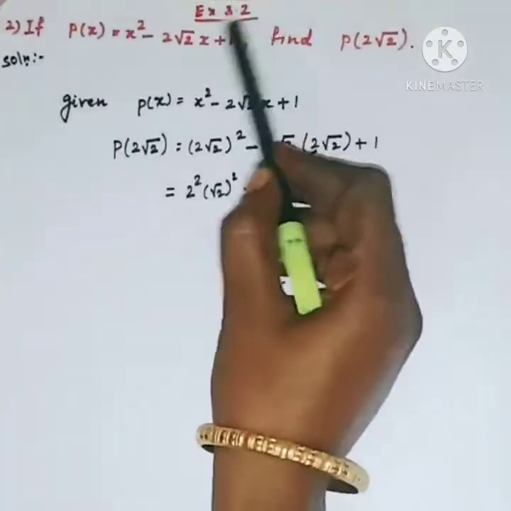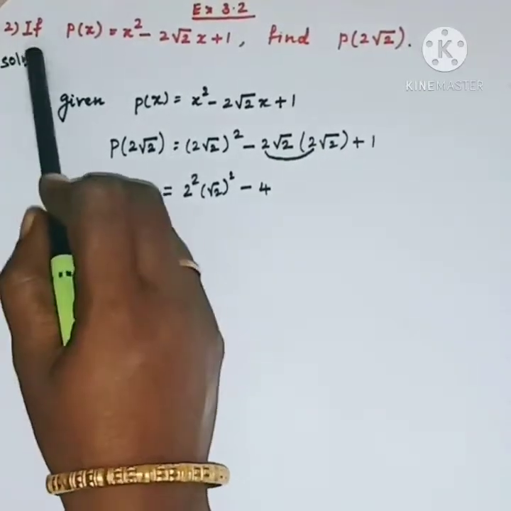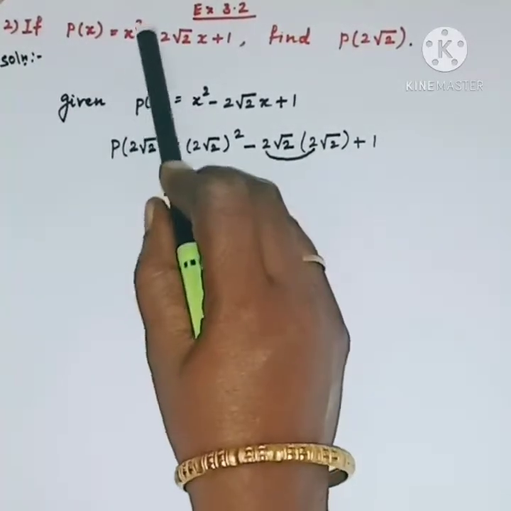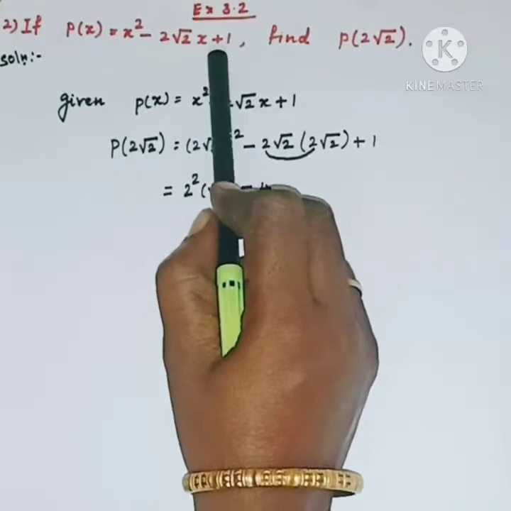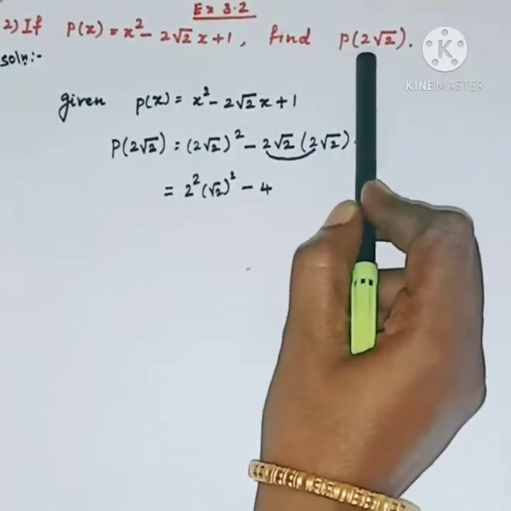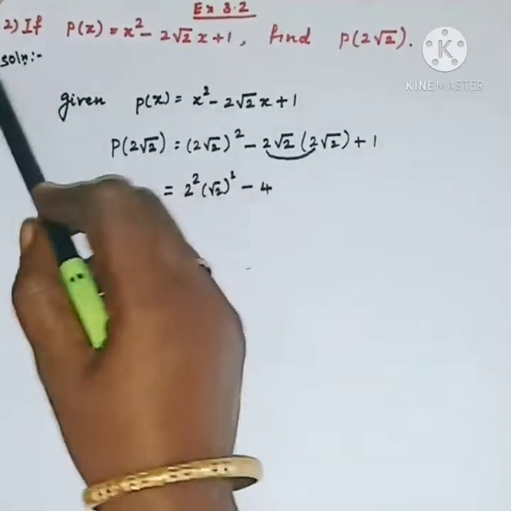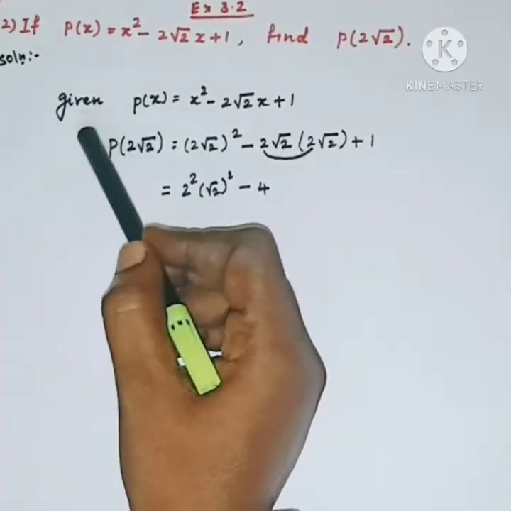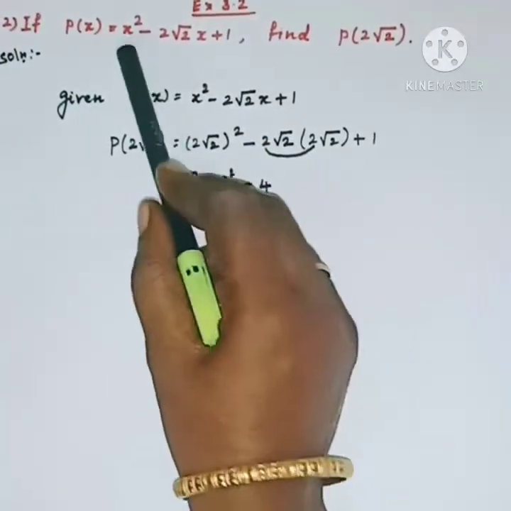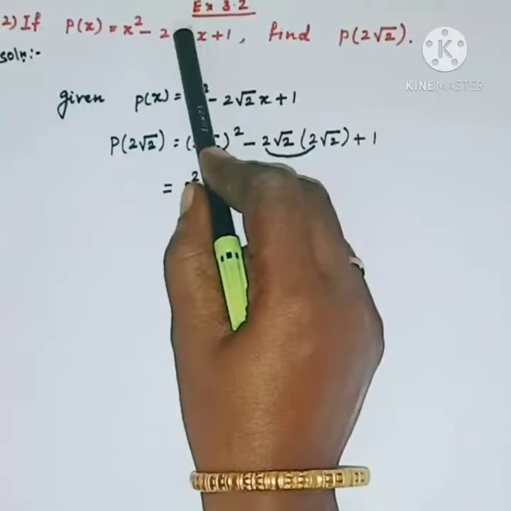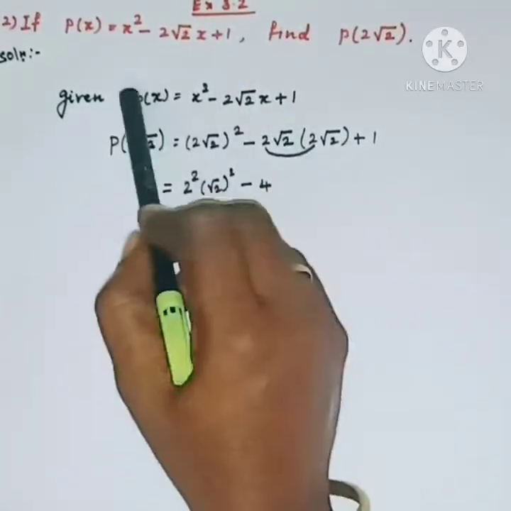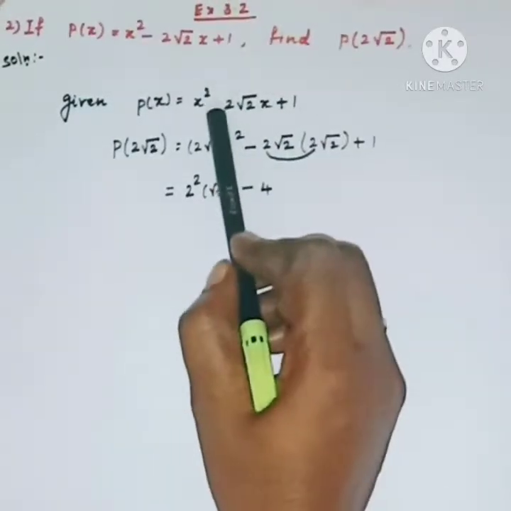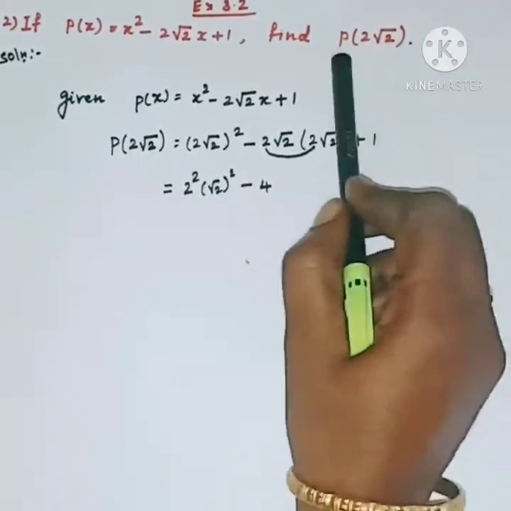Exercise 3.2, question number 2. If p of x is equal to x square minus 2 root 2 x plus 1, find p of 2 root 2. Solution. The given polynomial is p of x equals x square minus 2 root 2 x plus 1. This is the polynomial given in the sum. Now we have to find p of 2 root 2.